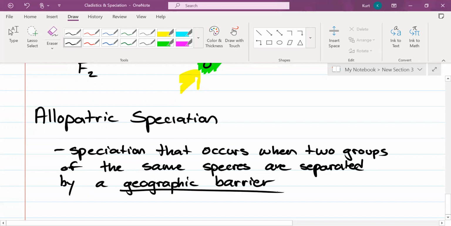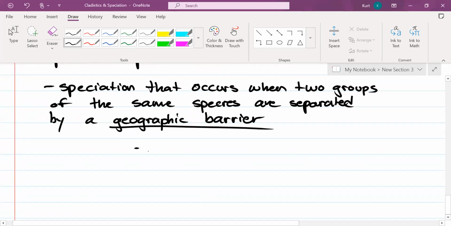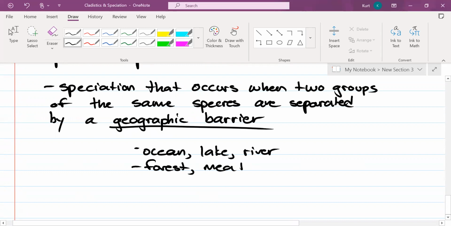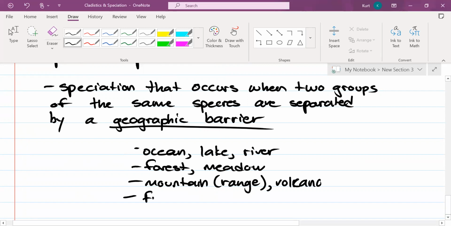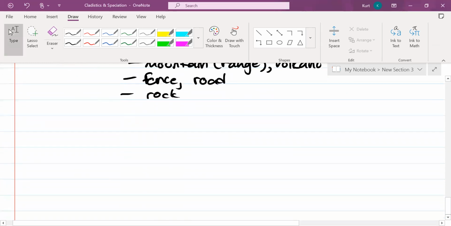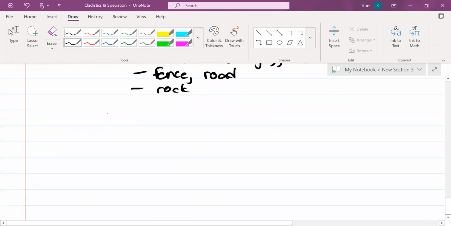Now, a geographic barrier can be a lot of things. It can be an ocean, or a lake, or a river. It can be a forest, or a meadow. It can be a mountain, or maybe a whole mountain range. It can be a volcano. It can also be some human things like a fence or a road, and even stuff that's really small like a rock. You know, we're talking about ants here. So a few examples. Let's go over one that we've done.